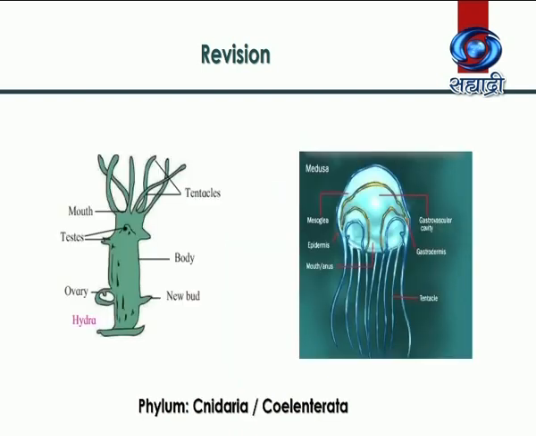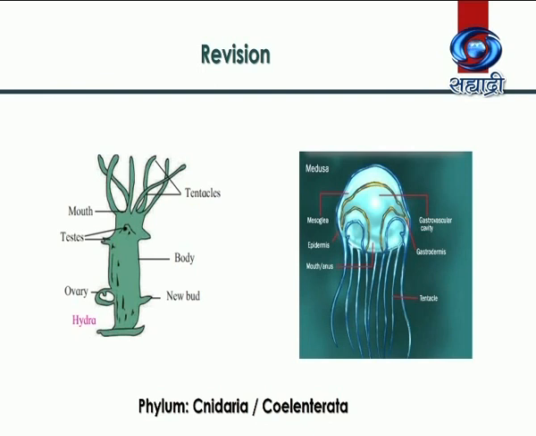The next phylum was phylum Cnidaria or Coelenterata. Presence of gastrovascular cavity or coelenteron is the distinguishing feature of this phylum. Cnidoblast bearing tentacles are present around the mouth. Tentacles are useful for capturing the prey, whereas cnidoblasts inject the toxin in the body of prey. They are also useful for protection.